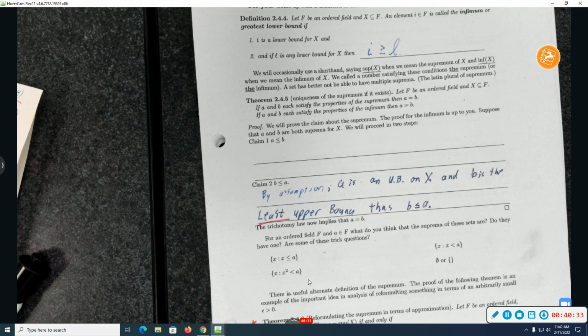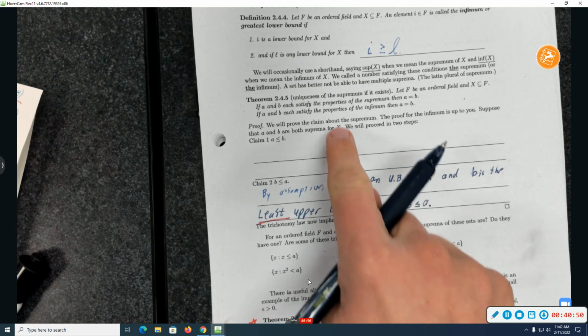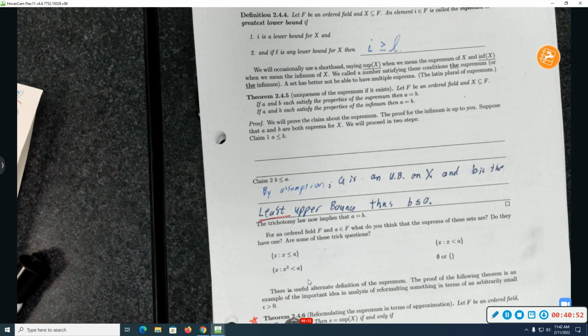So the reason that I wrote something on the board before I put anything there is because if I just started writing the argument in the space, I would have wound up putting the argument for claim 2 under claim 1, because I just would have started writing something. But here, there it goes. So the trichotomy law, once we fill in this space, which we won't, implies that A is equal to B. People feel okay about that? Since A is an upper bound and B is the least upper bound, B must be less than or equal to A.